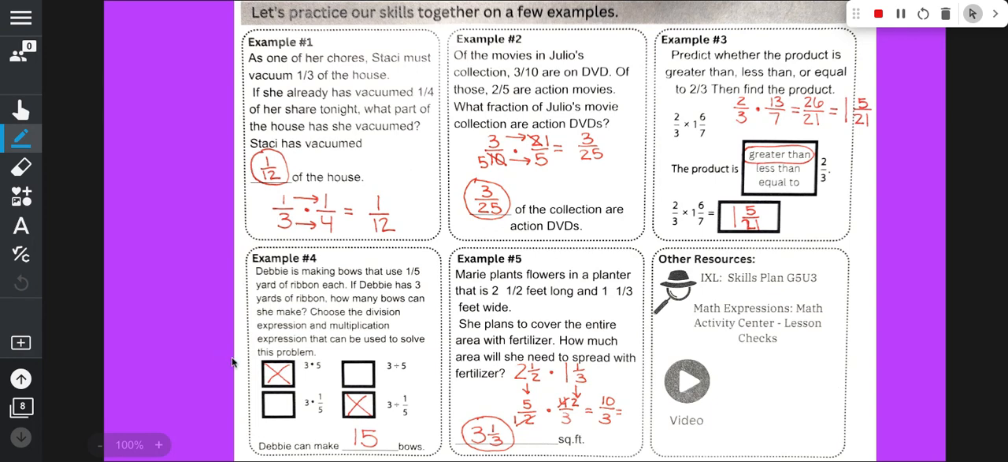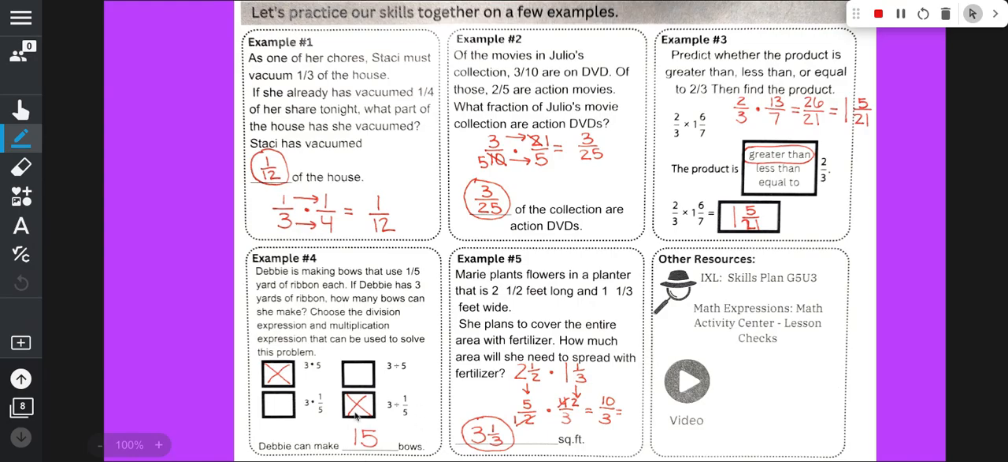Number 4, Debbie is making bows that use 1/5 yard of ribbon each. If she has 3 yards of ribbon, how many bows can she make? So this can be a division problem. We have 3 yards total, and we divide it by the 1/5. Now this would be that keep, flip, flip. And so we ended up with 3/1 times 5/1, which gets us a total of 15.